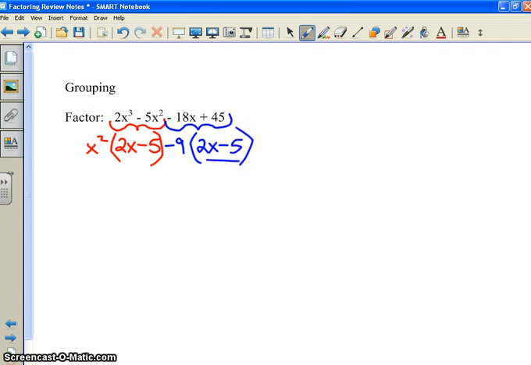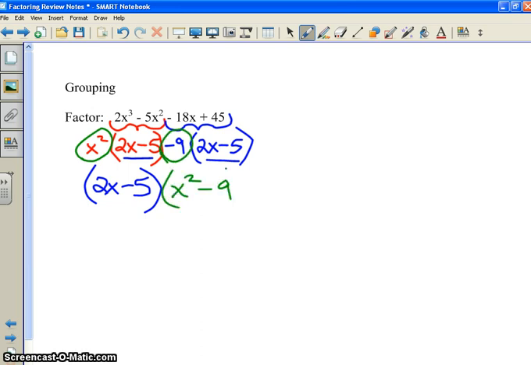Notice we have a common term here, 2x minus 5. So we're going to pull that out of both of those pieces. And my leftovers are going to form my other factor, x squared minus 9. And if we wanted to FOIL that out or double distribute that out, it will give us the original expression. And again, no Mr. Squiggly here because this is not an equation. It's just an expression to factor.